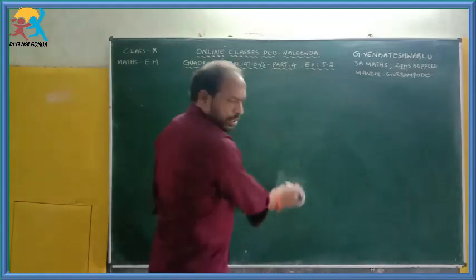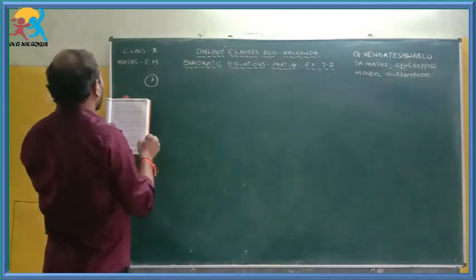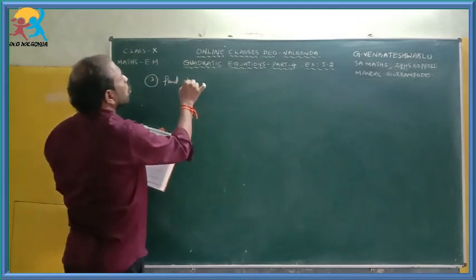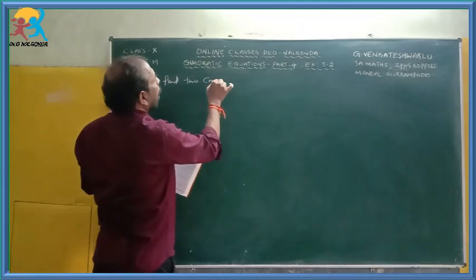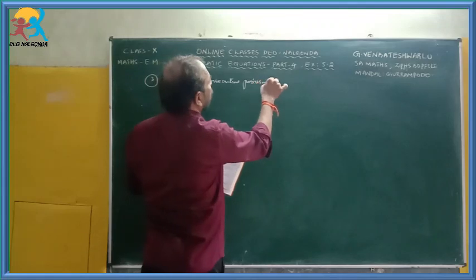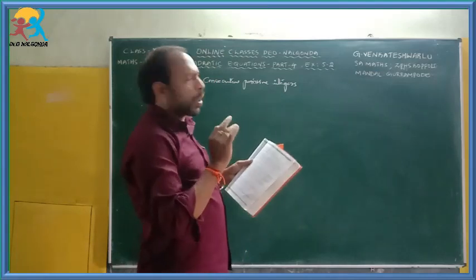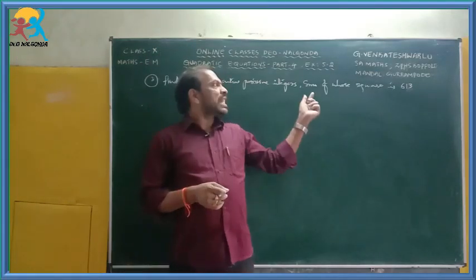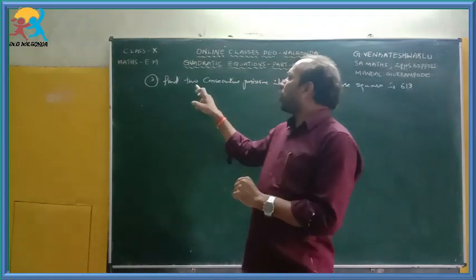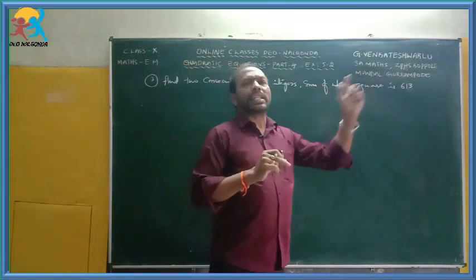Next, Nana. Here is problem number 3. Let us discuss problem number 3. Find two consecutive positive integers, the sum of whose squares is 613.